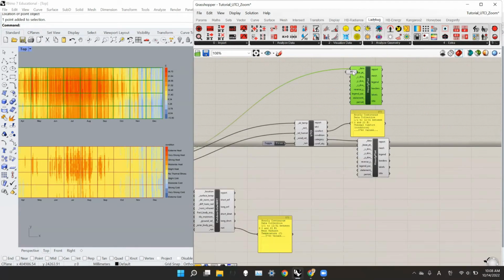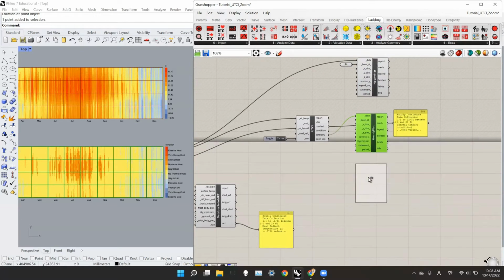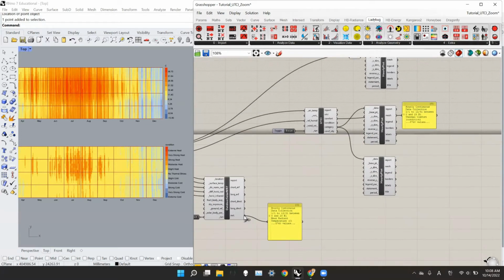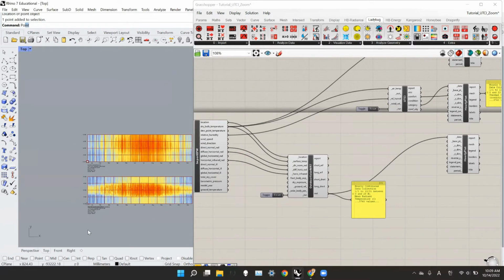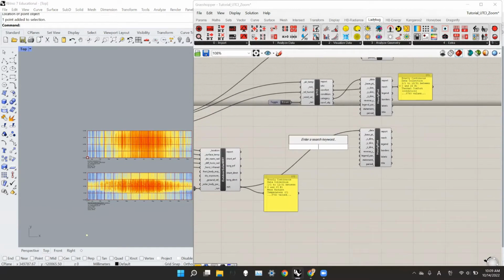This is the graph for the mean radiant temperature. And this is the graph for the UTCI in general. And I will make another graph for the MRT. And of course, we need another point to separate the charts.